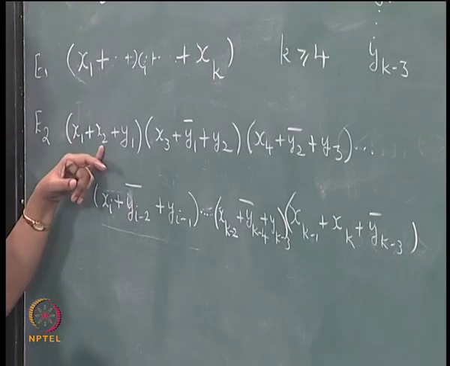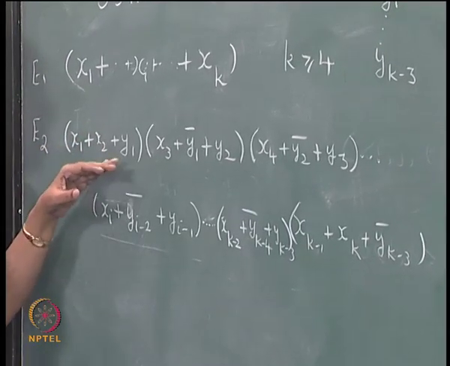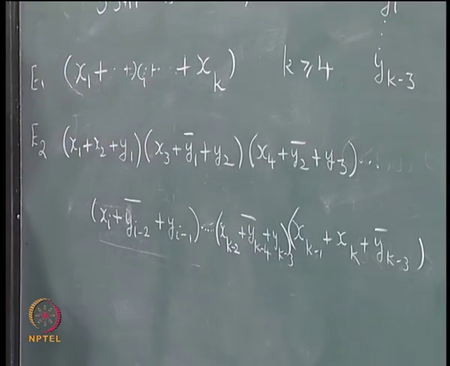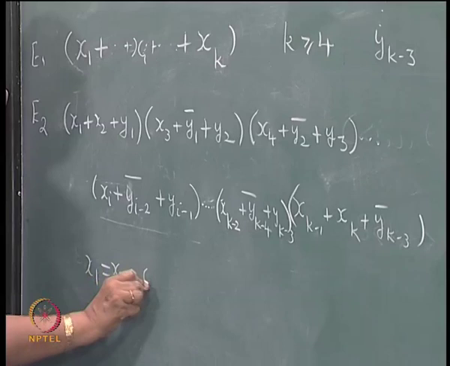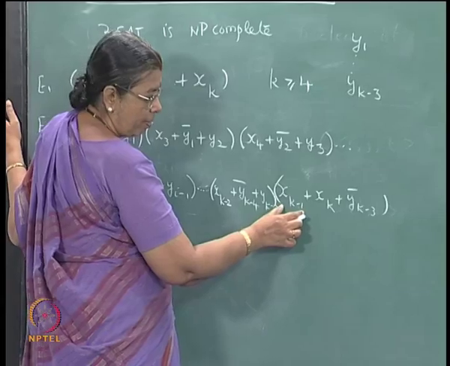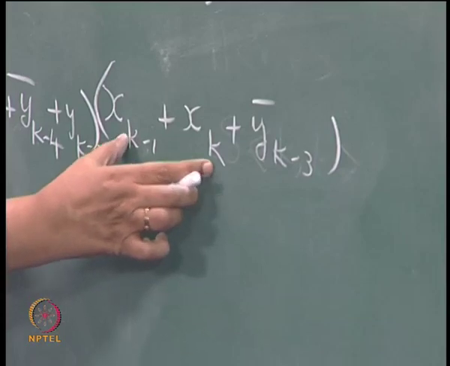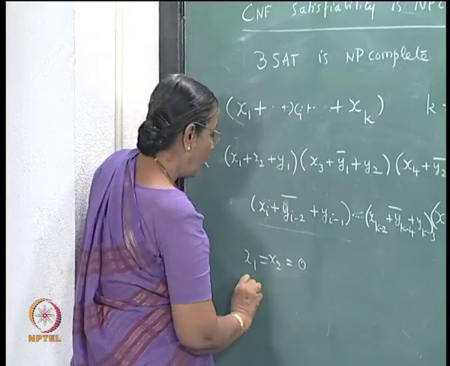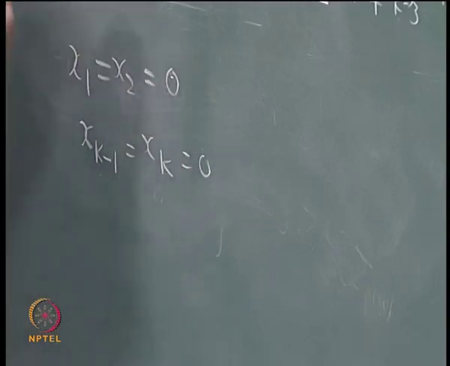Suppose x1 or x2 is 1, obviously the result holds. If x1 is 1 or x2 is 1, this will evaluate to 1. So, you have to consider the case where x1 is equal to x2 is equal to 0. And similarly, if xk minus 1 is 1 or xk is 1, then one of them is 1 means this will also be 1. So, you have to consider the case when xk minus 1 is equal to xk is equal to 0.